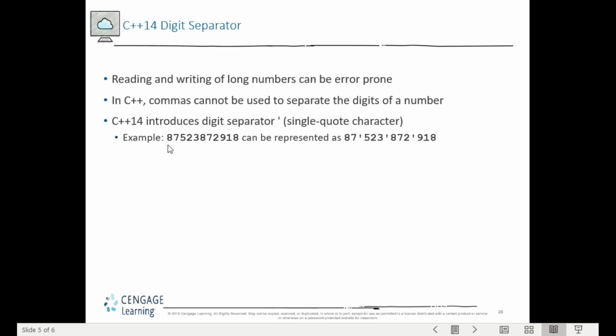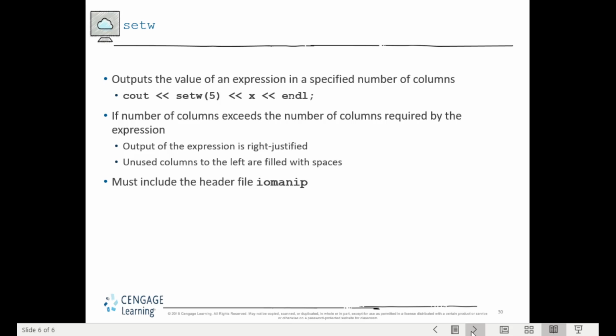For example, we have this value, so it can be represented by arranging it in groups of 3 numbers followed by a digit separator, then another 3 numbers followed by a digit separator. The purpose of C++ including the digit separator is that it wants a long number to be more readable.